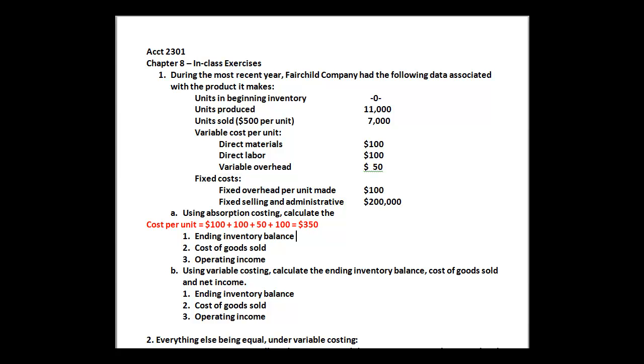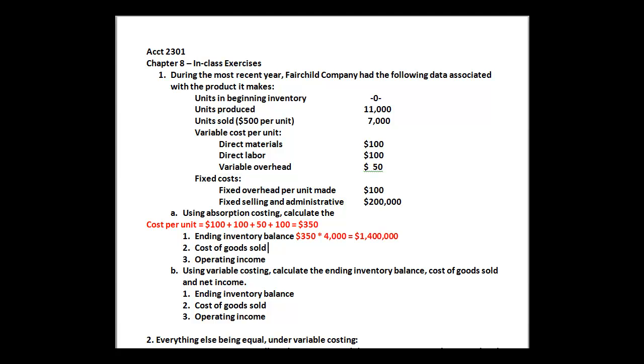So once we have the cost per unit, then we can calculate the ending inventory balance. Remember, to calculate ending inventory, you're simply going to take the cost per unit, which is $350 per unit, and multiply it by how many units you did not sell. So we produced 11,000 units. Out of the 11 we made, we sold 7,000, so that leaves you with an ending balance of 4,000 units. So when we multiply that out, that is going to give you an ending balance of $1,400,000.